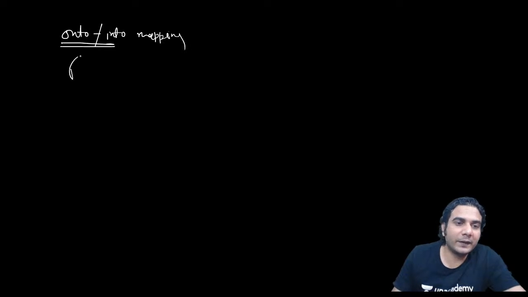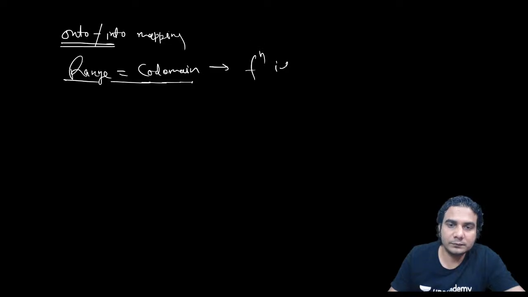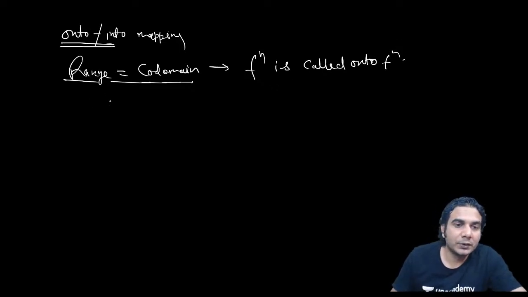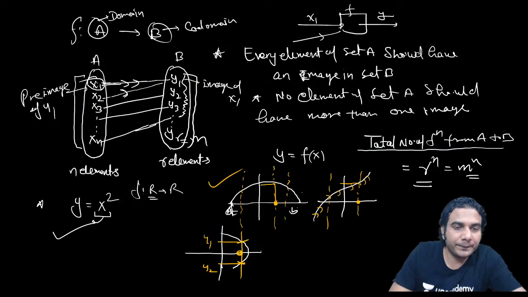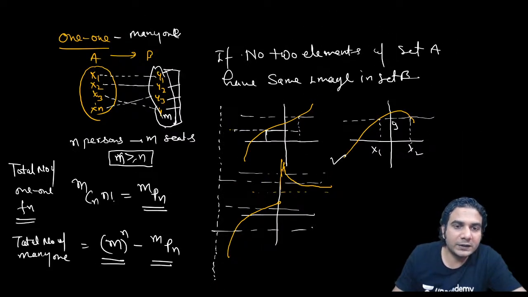Now let's discuss onto and into also. So onto and into mappings. This is very simple. If range is equal to codomain, then the function is called an onto function, and its mapping is called onto mapping. All right. So range is equal to codomain means, let me explain it here only. That means here all the boxes must be filled.